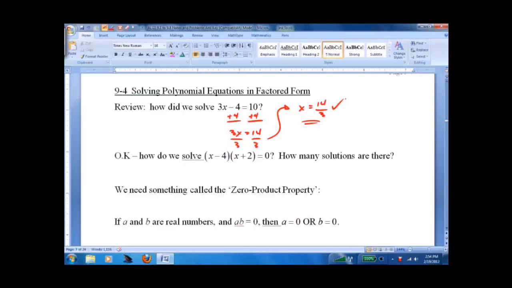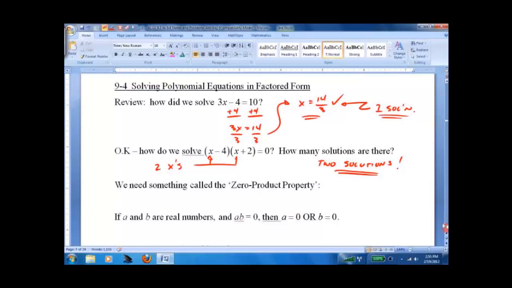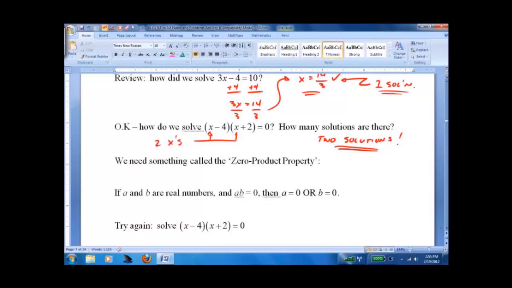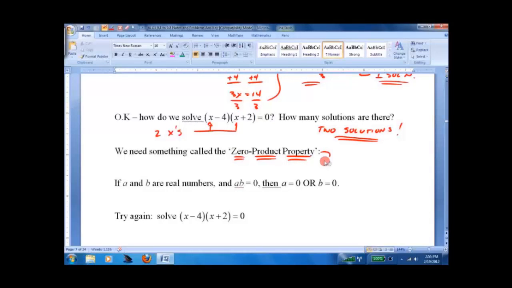So how do we solve x minus 4 times x plus 2 equals 0? Because there are two x's now. How many solutions are there going to be? Well, now we're actually going to have two solutions, which is definitely different from before when we only had one solution. How do we get that solution? We need something called the zero product property, which is right here.